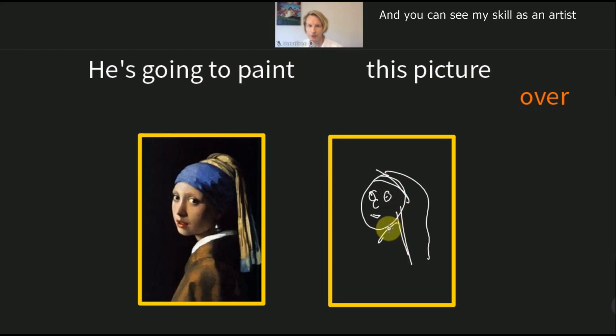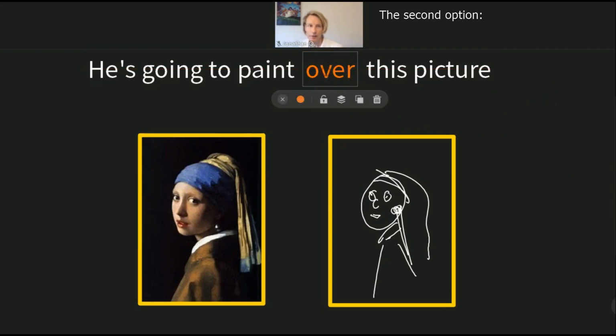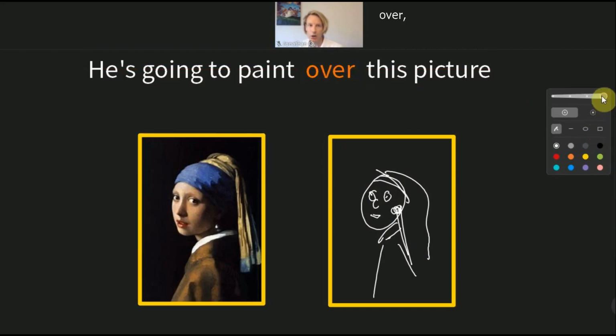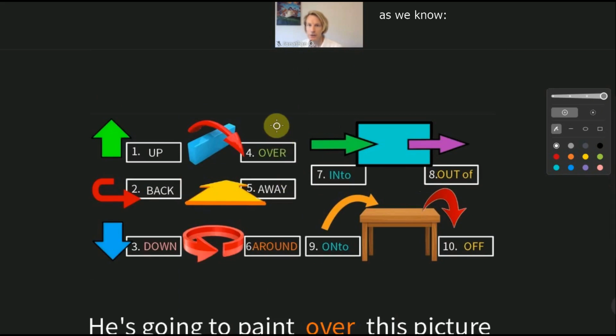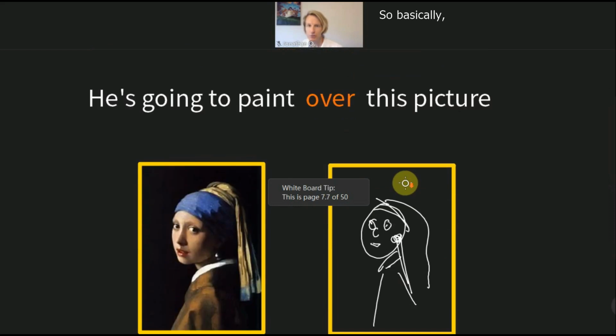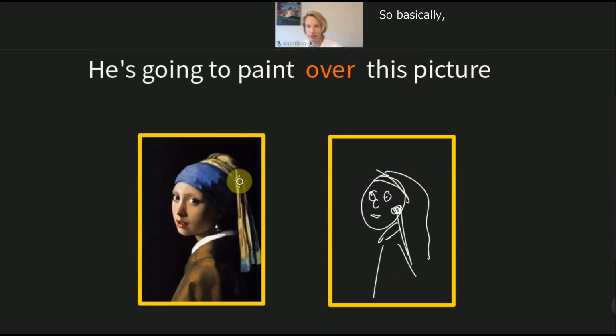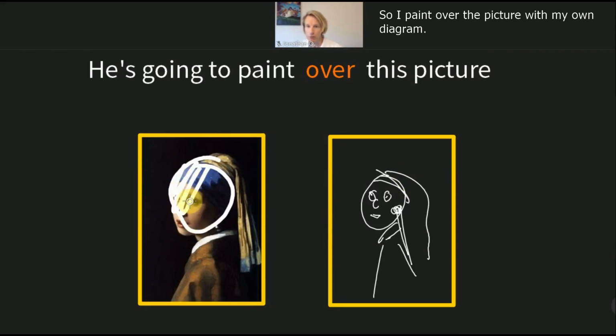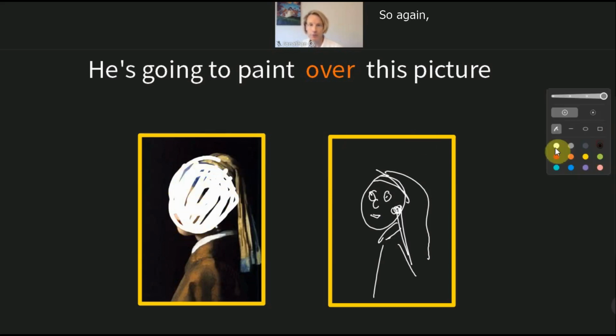Good. As you can see, my skill as an artist. And we have the pearl earring. This is the first option. The second option, he's going to paint over this picture. Okay, over, as we know, is here. Paint over this picture. Good. So basically, this is when I don't like this picture and I decide to put my own picture on top. So I paint over the picture with my own diagram.